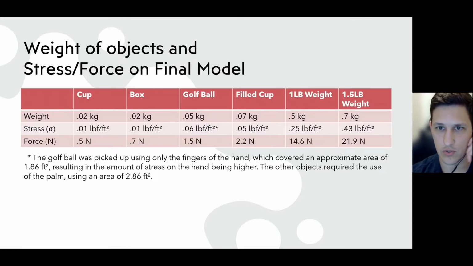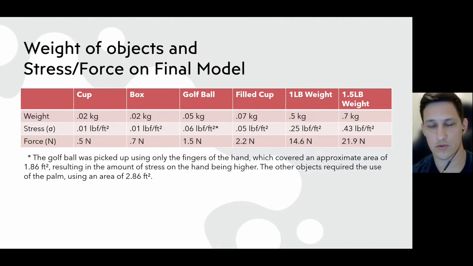And this table shows the weight of the objects, and it also shows the stress and the force on our final model and our final model only. Some important things to note here are we accounted for the weight of the cup and then filled the cup and did calculations on both of those. And then you can also see that the cup and the box share the same weight and act on the same amount of stress, but the force was a little different just because of how we had to pick up the cup and the box.